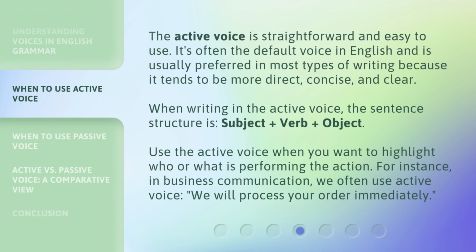The active voice is straightforward and easy to use. It's often the default voice in English and is usually preferred in most types of writing because it tends to be more direct, concise, and clear. When writing in the active voice, the sentence structure is subject plus verb plus object.